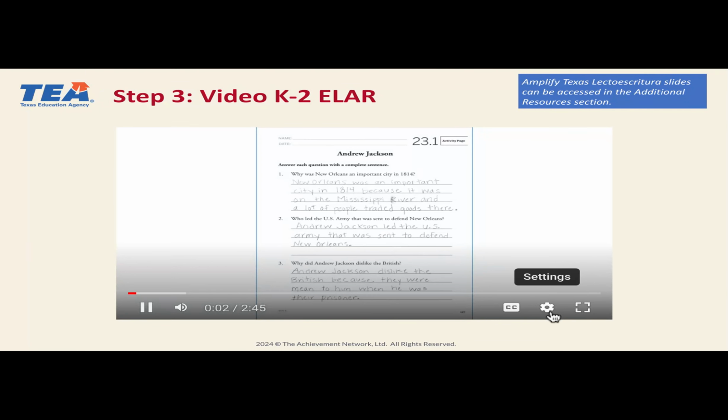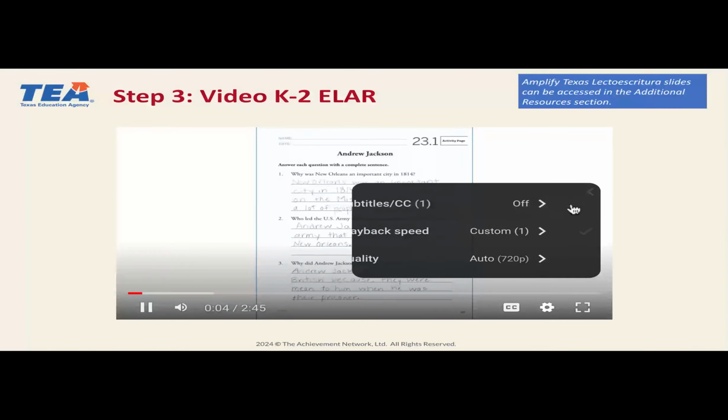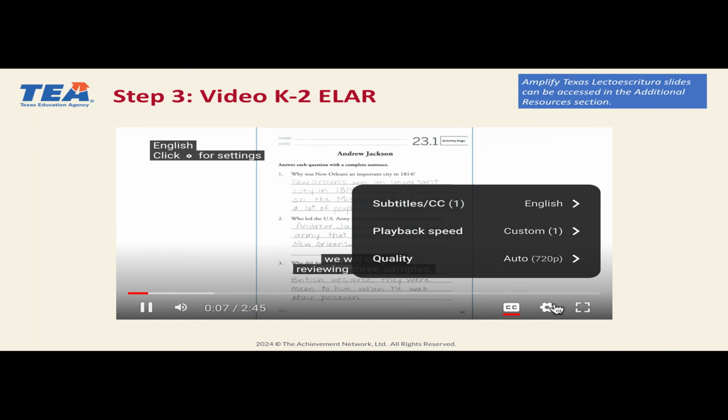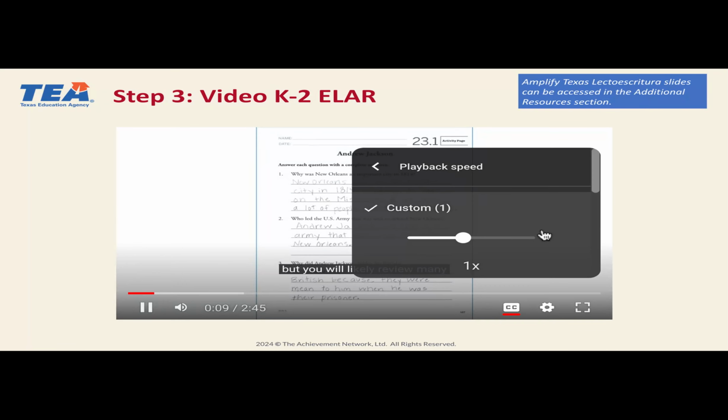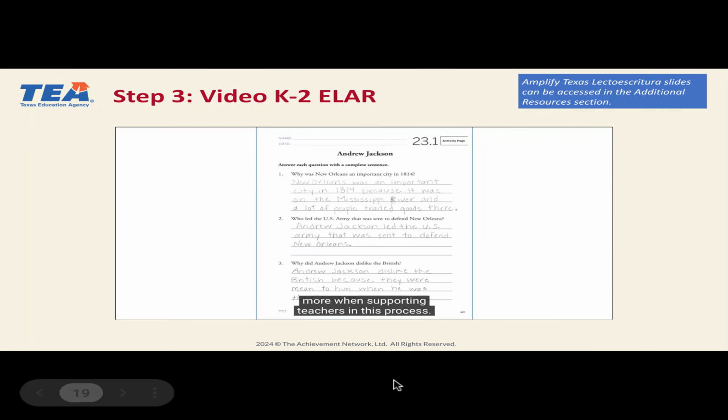Now let's look at student work samples. For the sake of this video, we will only be reviewing 3 samples, but you will likely review many more when supporting teachers in this process. Let's start with this sample from student 1. For question 1, the student responded, New Orleans was an important city in 1814 because it was on the Mississippi River and a lot of people traded goods there.